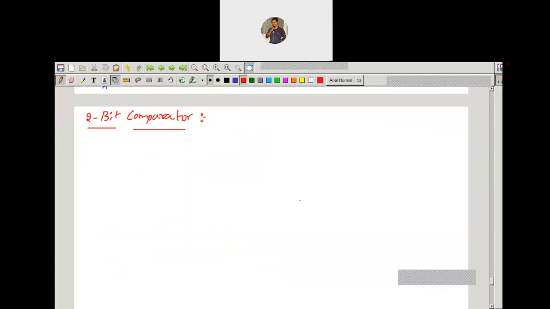A 2-bit comparator means that obviously you are going to have two inputs, A and B. A can have two bits, A1 and A0. B also can have two bits, B1 and B0. That shows you the 2-bit comparator. Now obviously you will have three outputs: A more than B, A less than B, and A equal to B.